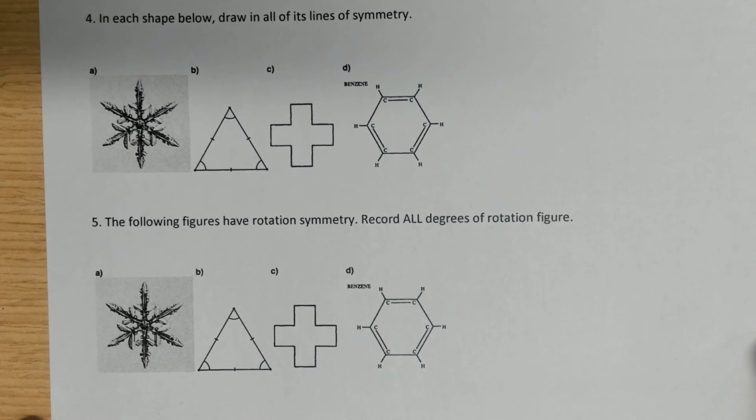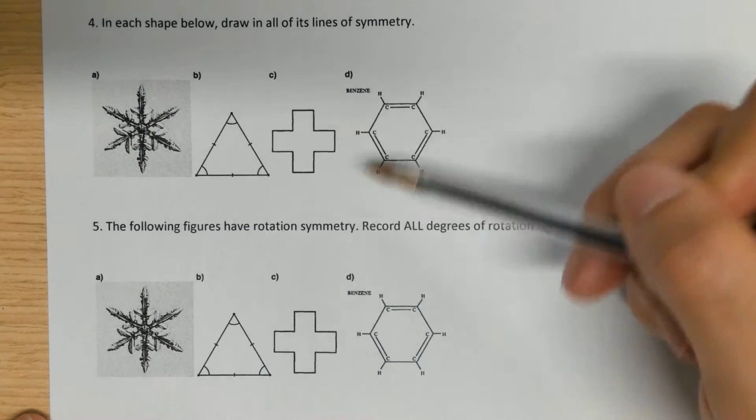Okay, let me go to the back. Lines of symmetry for number 4.